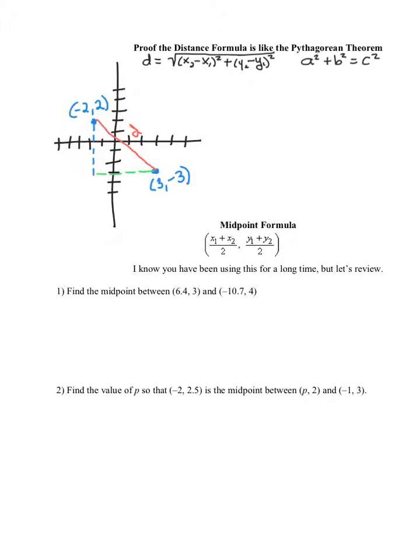Here you can see that the red line between the 2 points represents the distance between those 2 points. The blue line represents the difference between the y values, the difference between 2 and -3. The green line represents the difference between the x values, the difference between -2 and 3. We're going to use these points and the distance formula to determine the length, or distance, between the points.